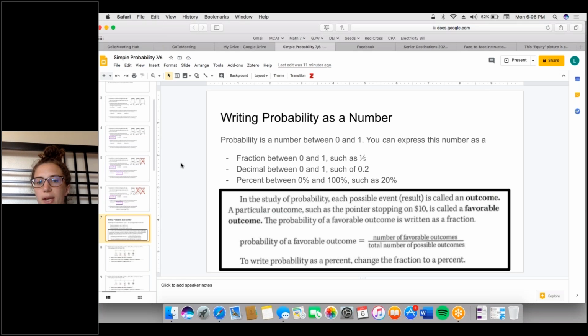So when we write probability as a number, when we say what are the chances of something happening as a number, that number is always going to fall between 0 and 1. Which means that probability could be written as a fraction, because we know proper fractions are between 0 and 1, like 1 out of 5. We could also write them as a decimal between 0 and 1, like 0.2. And we could also write them as a percent between 0 and 100%, such as 20%.